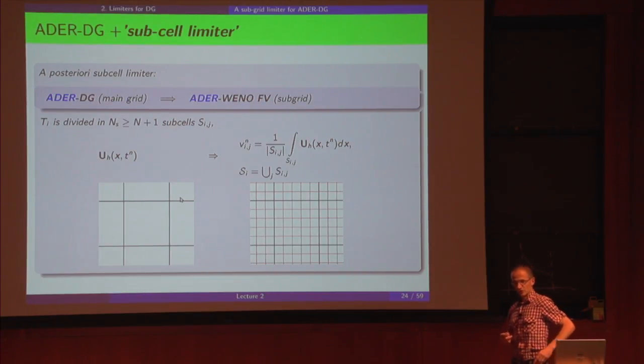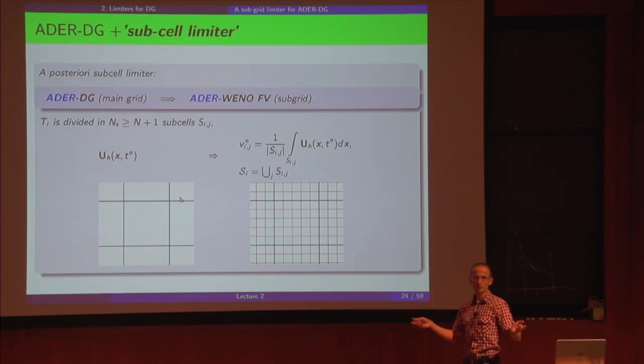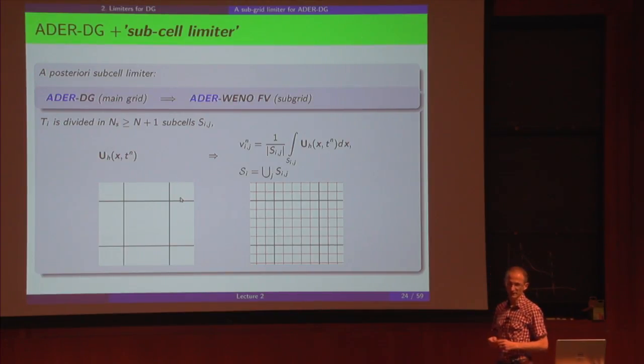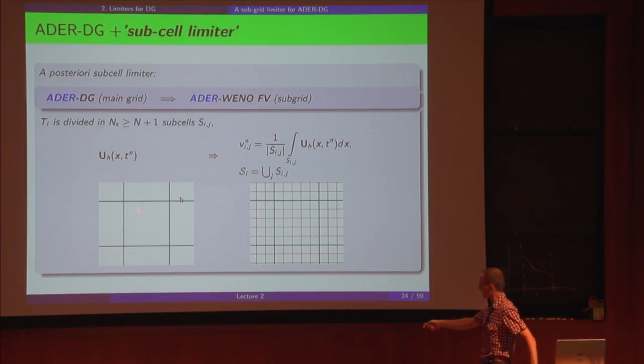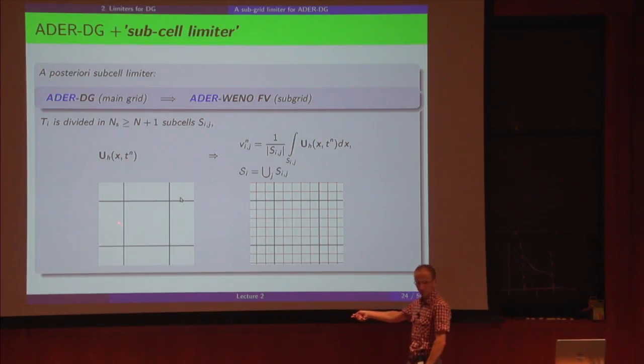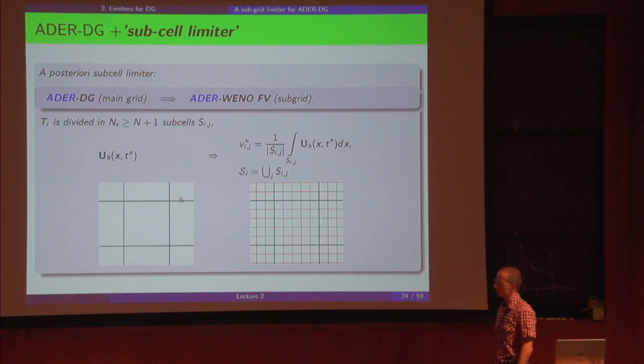It's an a posteriori strategy in the following sense. We first compute the pure DG solution, as I just explained in the first half an hour of this lecture. So on the main grid, the big cell where the DG polynomial is living, I solve with the DG. Then, if problems are detected, and I will show you how they can be detected, I will mark that cell as troubled, and I will generate a subgrid with a number of subcells along each direction.